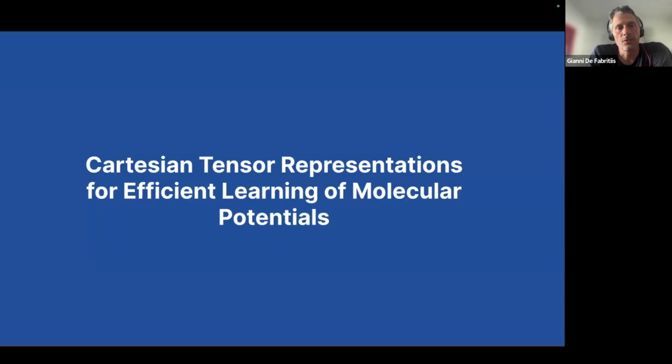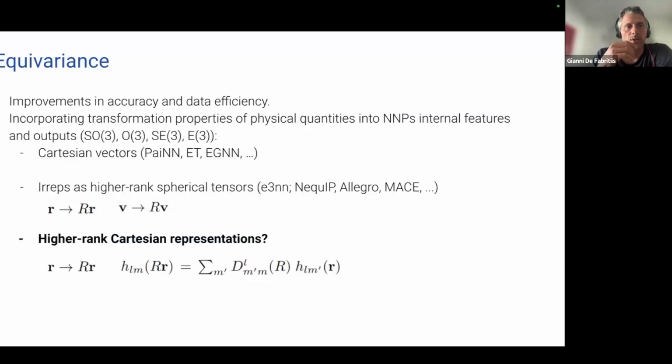So we always focused on Cartesian tensor representations. And we always started from the very beginning by considering equivariance, which essentially means that if you rotate your system, for instance for forces, you want your forces to rotate the same way.